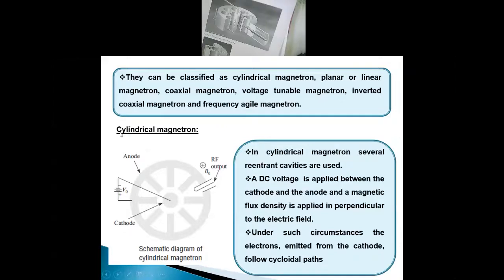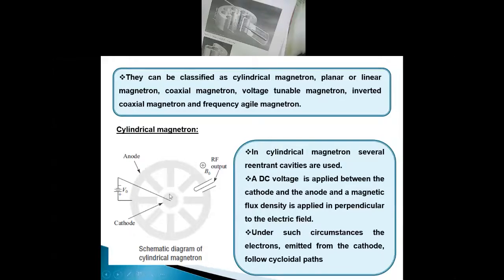But if you consider only the cylindrical magnetron, it consists of several reentrant cavities. These are the reentrant cavities, and this one is the cathode. We excite this cathode, and it emits electrons. The electrons will reach the anode, which has a positive supply.